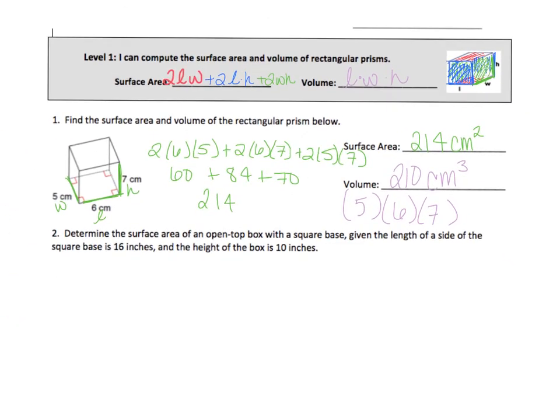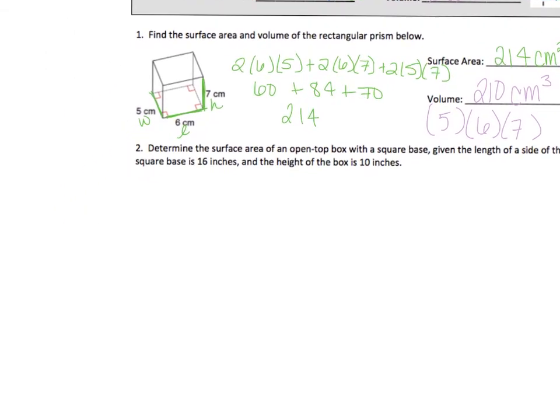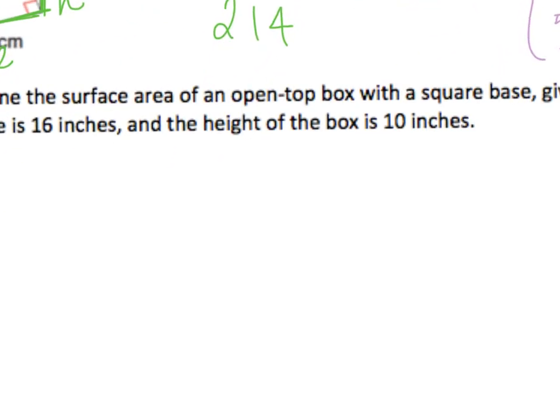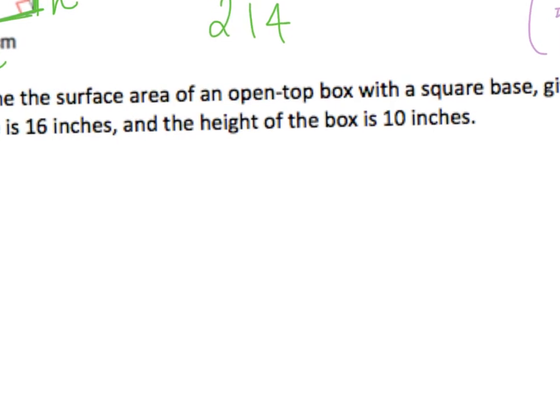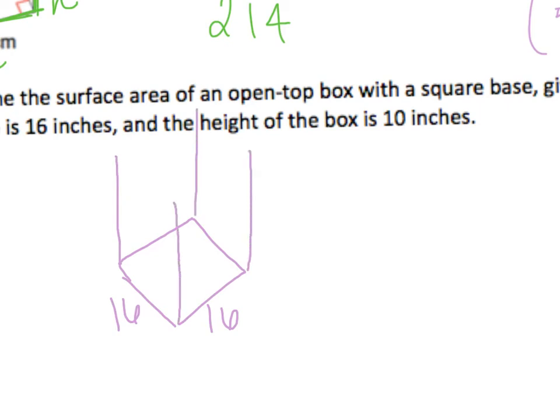All right, number 2, it says determine the surface area of an open top box with a square base, given the length of the side of the square is 16 and the height of the box is 10. Okay, I'm going to go ahead and draw a picture so we can kind of see what's going on here. So we've got a square base, which is 16 by 16, and then we've got the height to be 10.